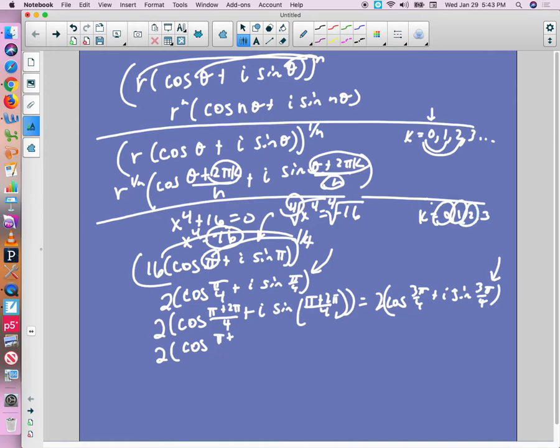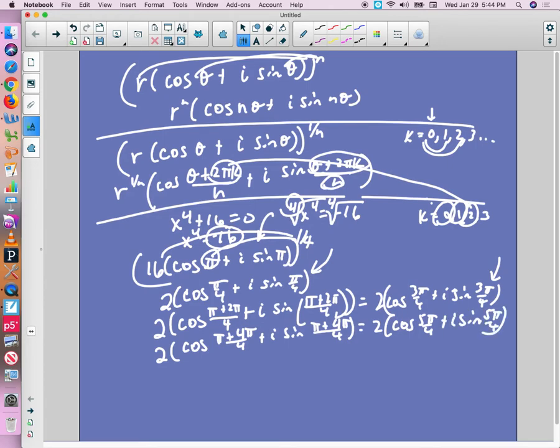I'm going to add another 2 pi k to it. So that's 2 pi times 2, which gives me 4 pi over 4 plus I sine of 4 pi over 4, which gives me 2 cosine of 5 pi over 4 plus I sine of 5 pi over 4.